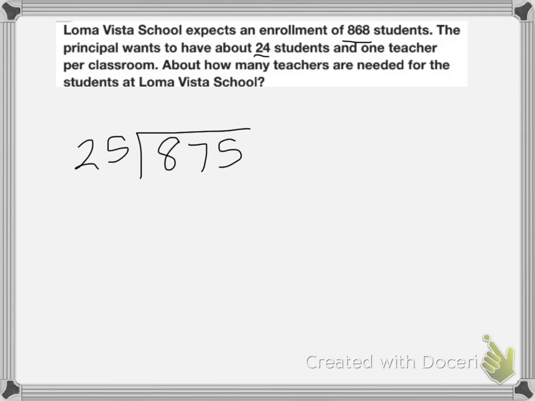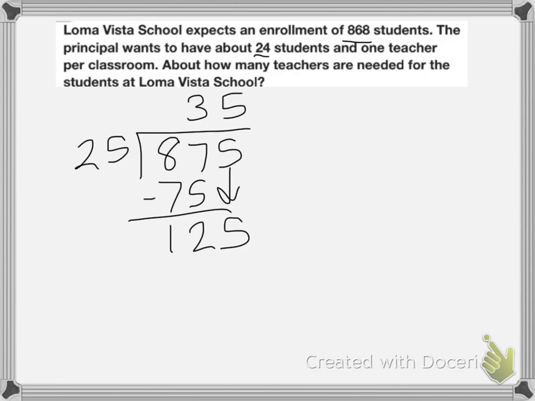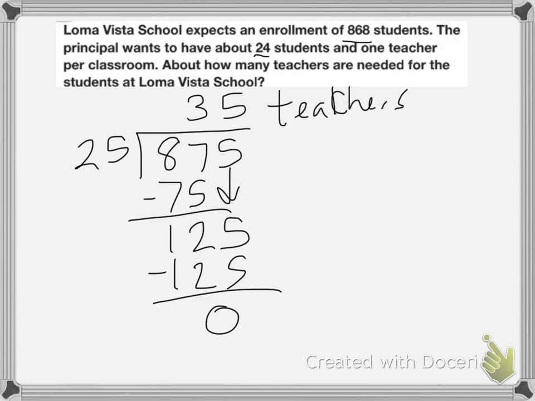How many times can 25 go into 87? And that's going to be 3. 25 times 3 is 75. Subtract it. I get 12 left over. Bring down the 5. 25 goes into 125 5 times. 25 times 5 is 125. So I know that I'll need about 125 teachers for the school.